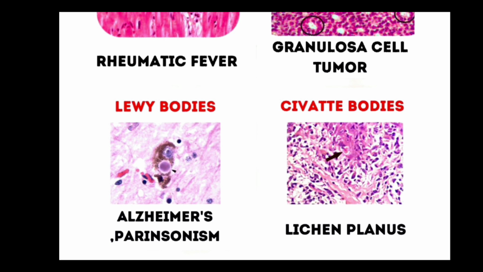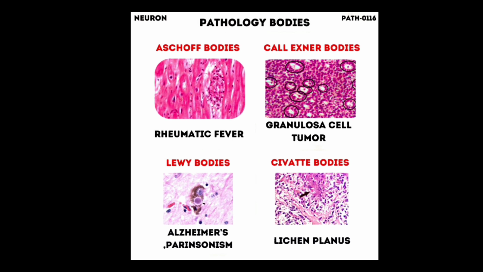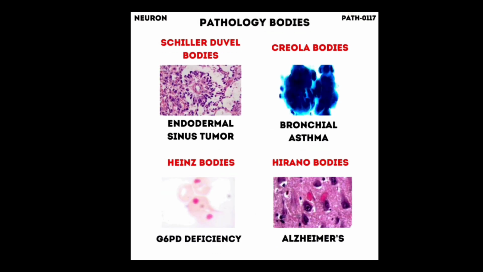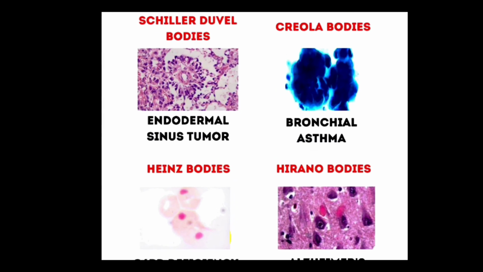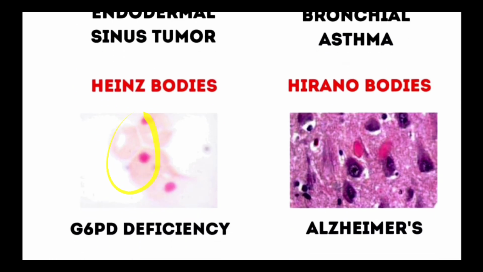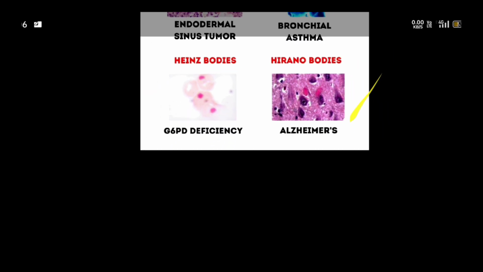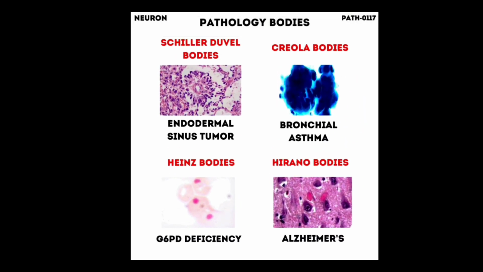Next, Caveolar bodies are seen in lichen planus. Just know the name. Next, Schiller-Duval bodies are seen in endodermal sinus tumor. Creola bodies are seen in bronchial asthma. Heinz bodies are seen in G6PD deficiency. This Heinz body is important. Heinz body is seen in G6PD deficiency. You go through it. Next, Hirano bodies are seen in Alzheimer's disease. In Alzheimer's disease, Lewy bodies are also seen, and Hirano bodies are also seen.